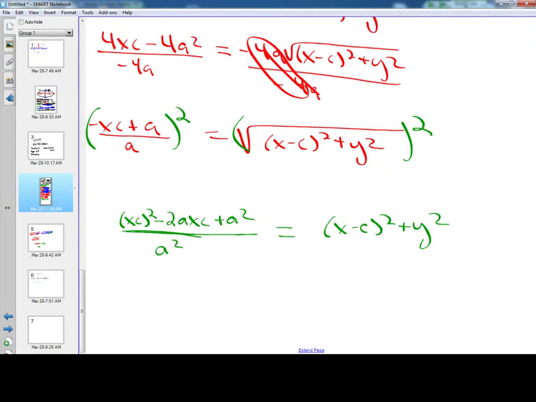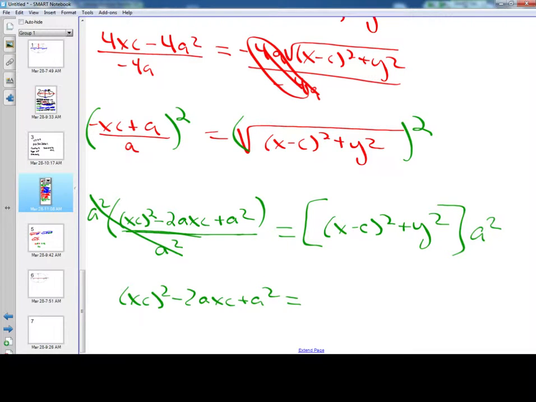So let's multiply both sides by a squared. That means I got to multiply this by a squared. That's going to make this 1. So I've got the quantity xc squared minus 2axc plus a squared equals a squared times x squared minus 2xc plus c squared plus y squared.